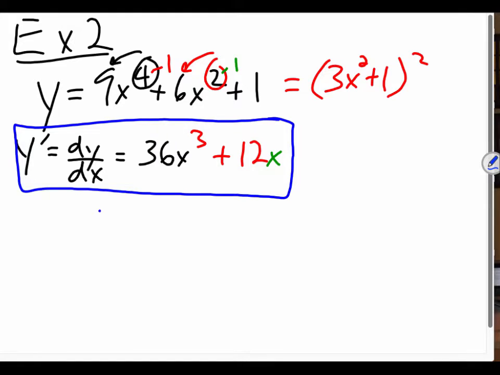What if I said let u equal 3x squared plus 1? Could I write y equals u squared? Now you know why, you asked the question, why would you do that? Because I could take the derivative of this all day long. This is easy to take the derivative of this. All right, cool. Well, what would the derivative of this be?